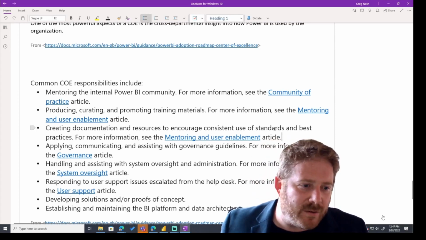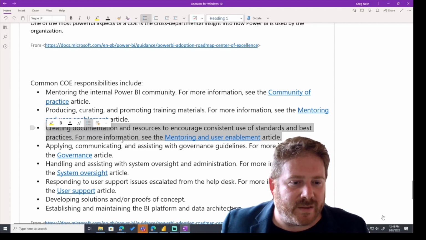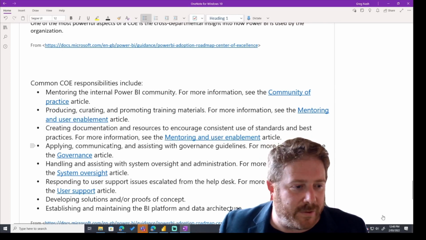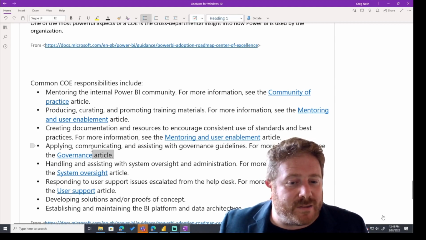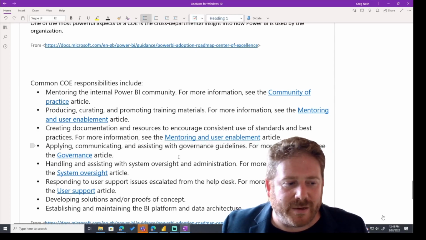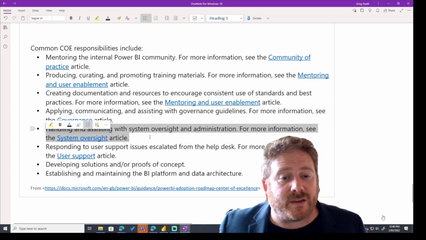So this is how do we do it in our organization? Create documentation. There's some articles on this stuff as well. Mentoring and user enablement. I think we'll get to that one day. Yeah, we will. Applying, communicating, and assisting with governance. Governance, the whole topic in and of itself, obviously. Handling and assisting with system oversight and administration.